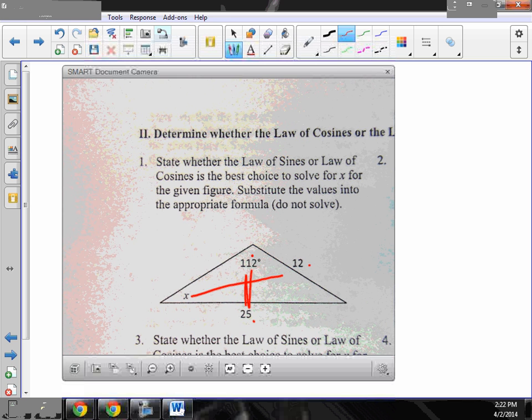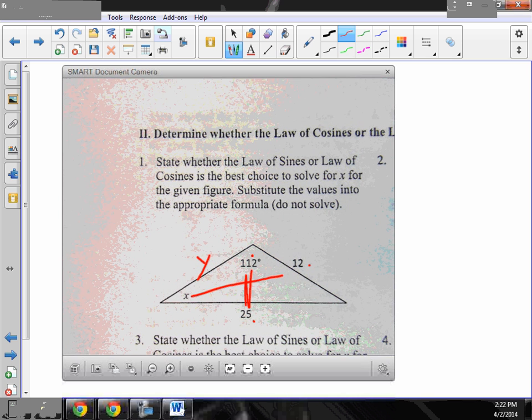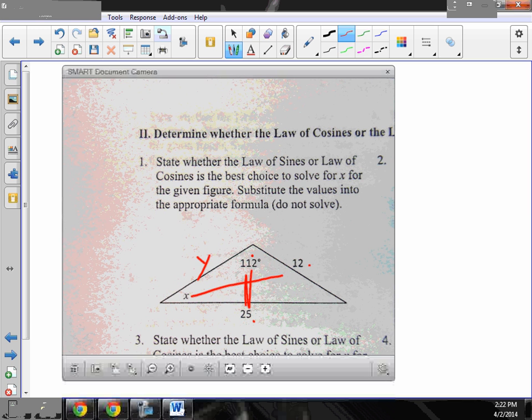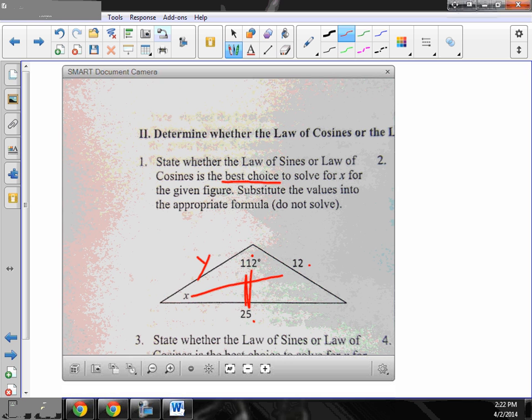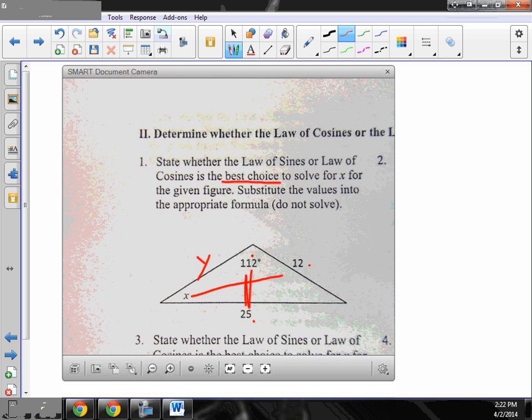It would tell me the other side. And then I'd have to do law of cosines again to find angle x. So you could use the law of cosines, but this asks for the best choice. A lot of these problems can be done in 1 step or in 2 steps. And it says, tell me the 1 step.